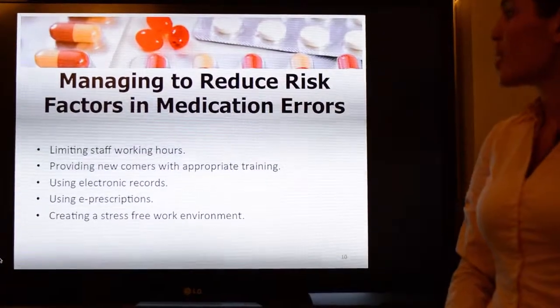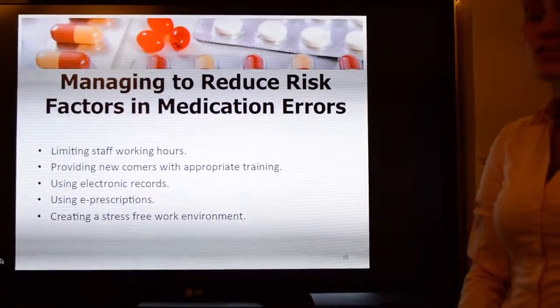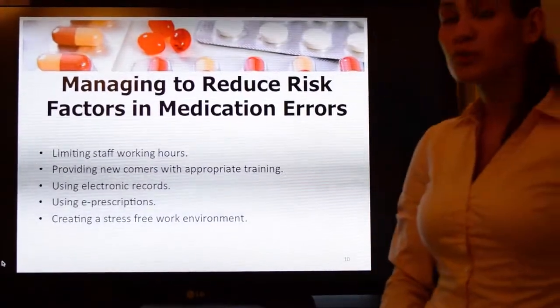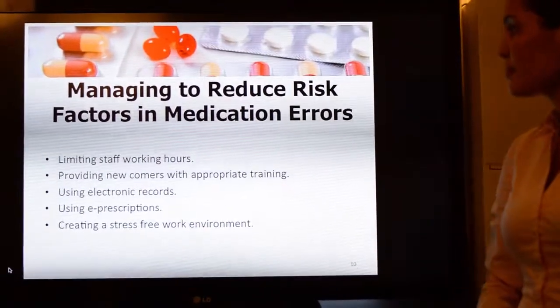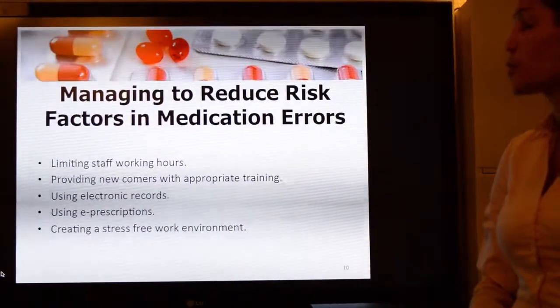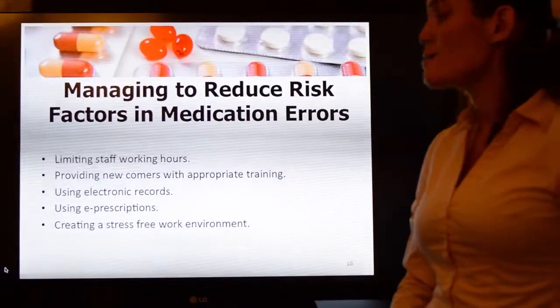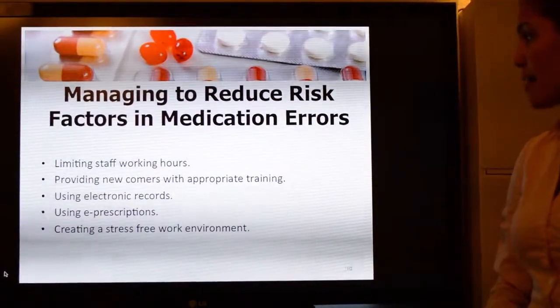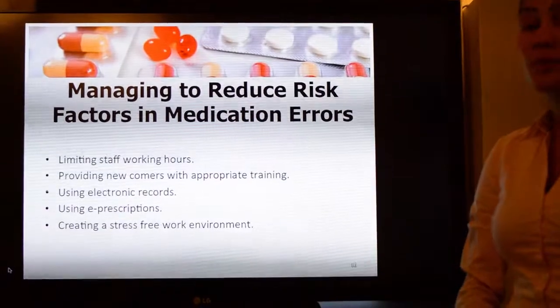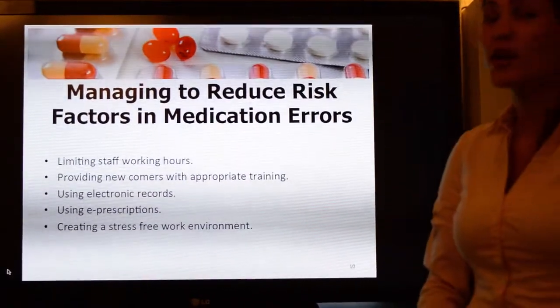Other strategies are limiting staff working hours. Most nurses now work 12-hour shifts. Those shifts can be reduced to 8 hours. Also, hospitals and facilities can provide newcomers with appropriate training and make sure they don't have incompetent staff. The use of electronic records and the use of e-prescription is also encouraged.